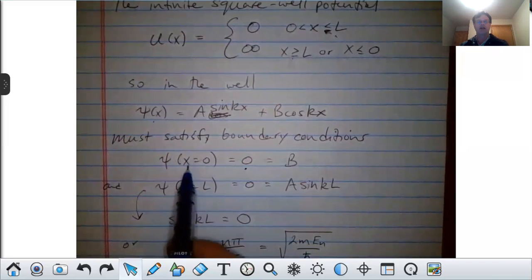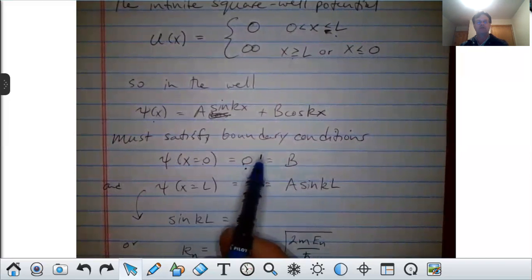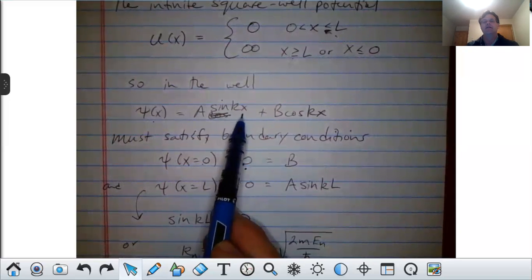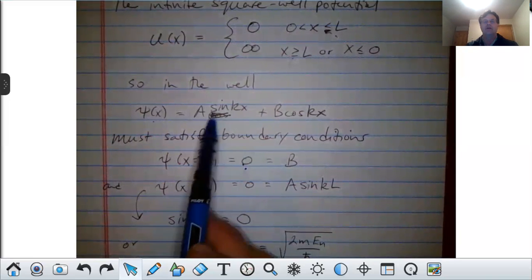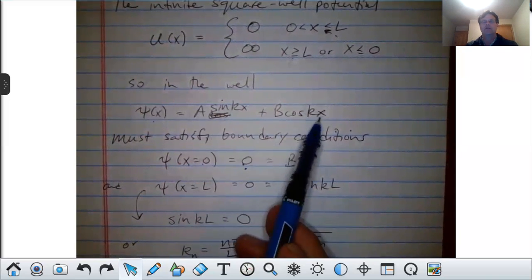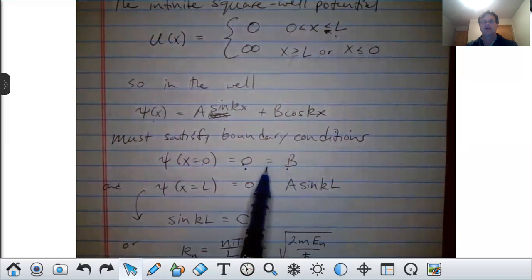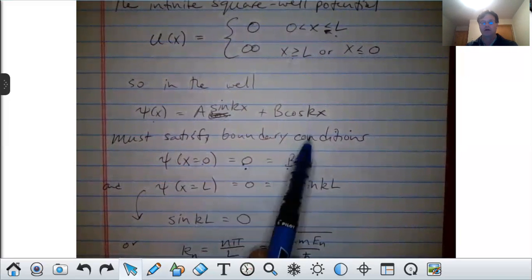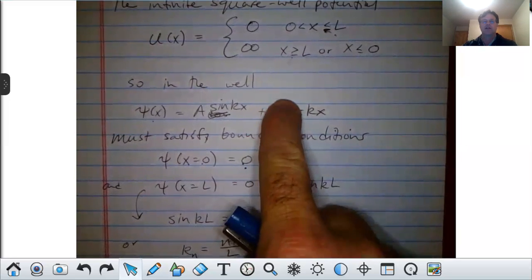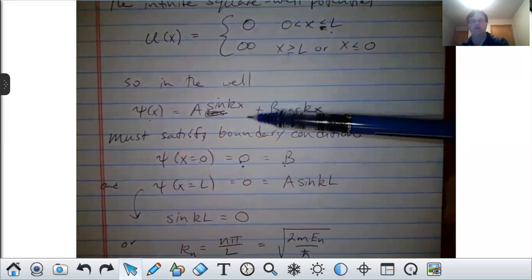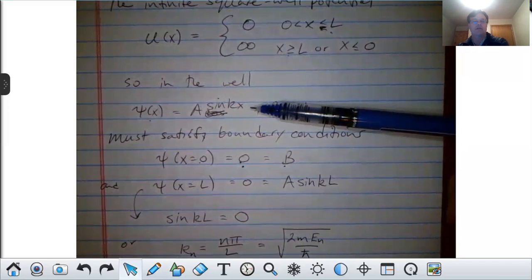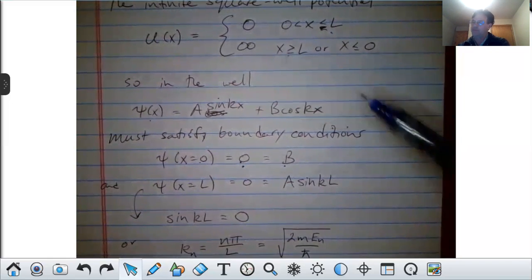So the wave function at x equals 0 has to equal 0. If this is the solution, we can see that sine of 0 is already 0, and cosine of 0 is 1. So this tells us that b has to equal 0. All right, so to satisfy the boundary condition on the left side of the well, we must have only a sine of kx.